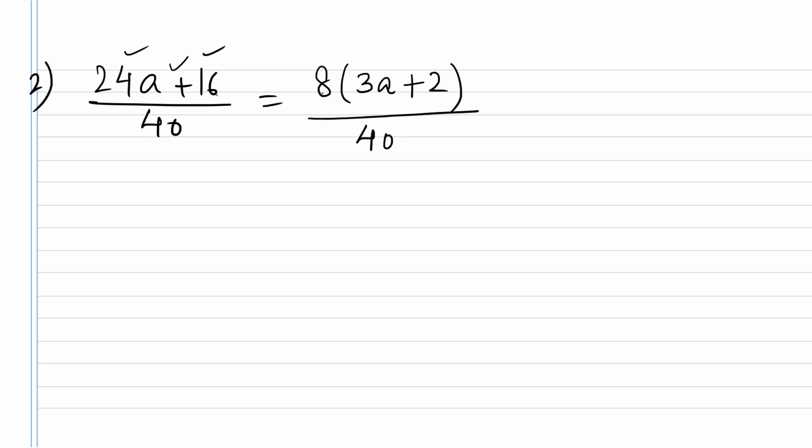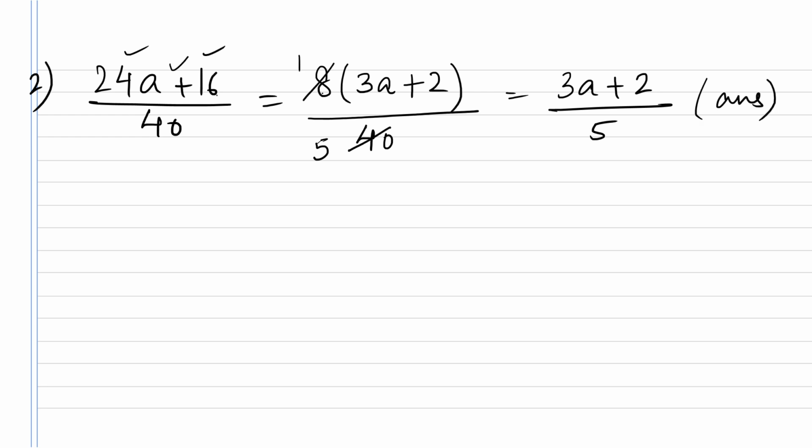Okay, 8 and 40. Is there a common factor of 8 and 40? 8 itself. So 8 divided by 8 is 1, and 40 divided by 8 is 5. And so my answer is 3a plus 2 divided by 5. This is our answer.